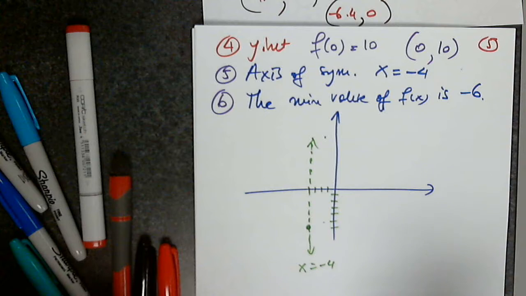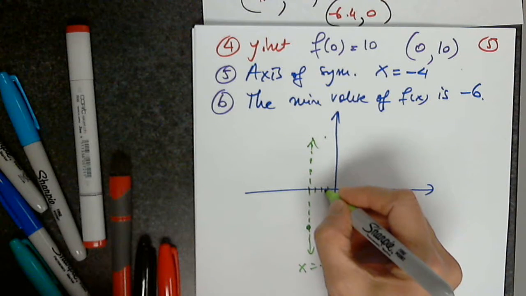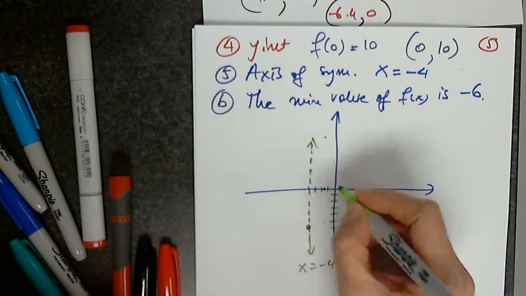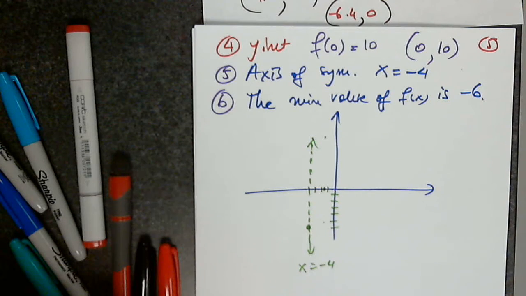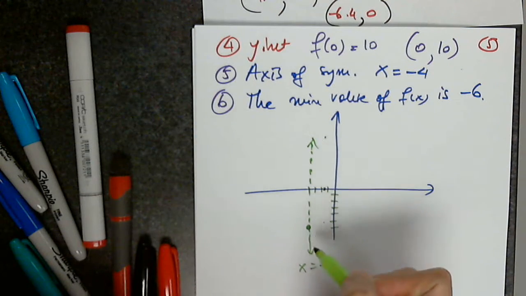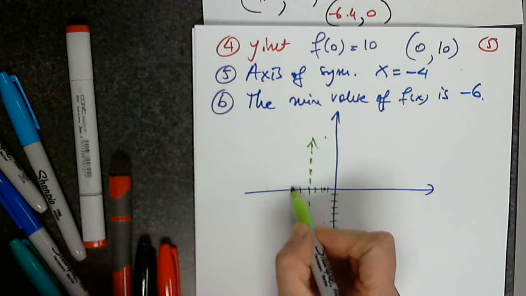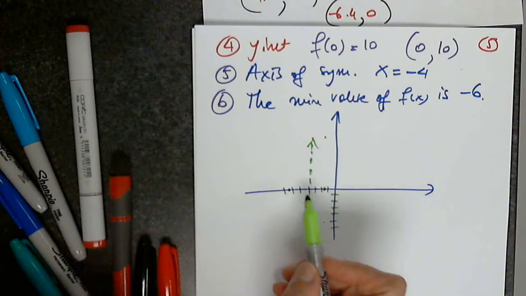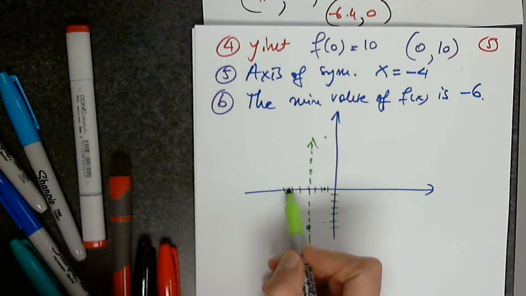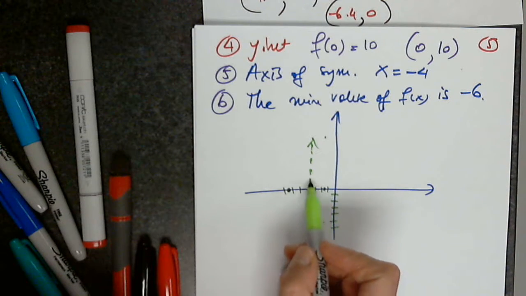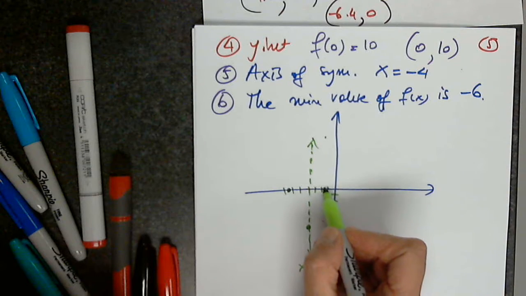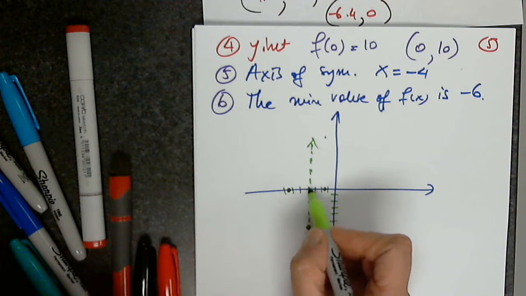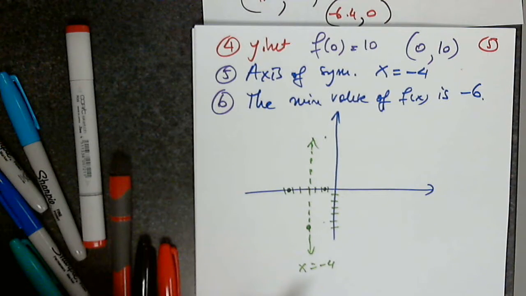Then I have negative 1.6. I'm going to say this is somewhere here. And the other point has to be perfectly symmetric with this one with respect to the axis of symmetry. So this is negative 4, negative 5, negative 6, negative 7, so somewhere here. So this distance between this x-intercept and the axis of symmetry has to be equal to this distance between this x-intercept and the axis of symmetry.